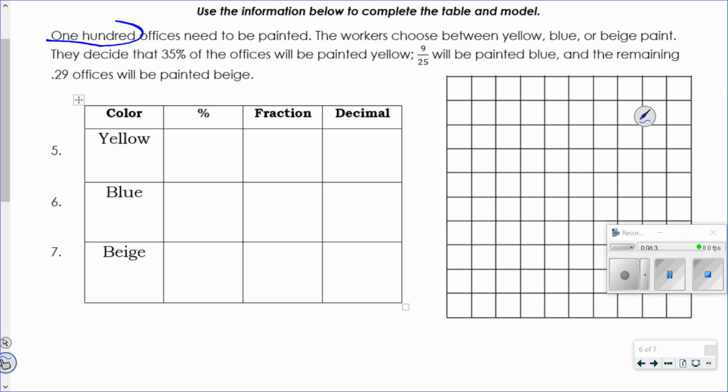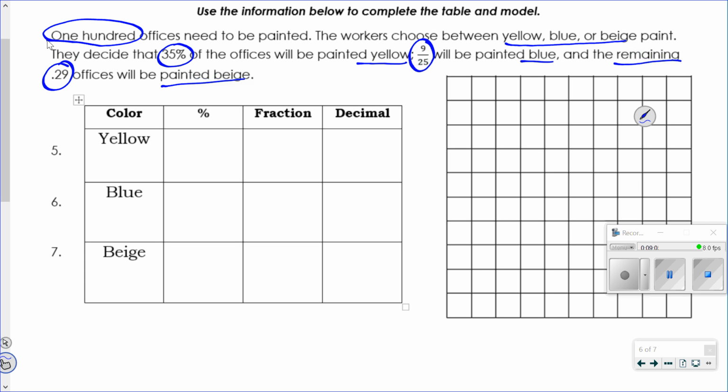100 offices need to be painted. The workers choose between yellow, blue, or beige paint. They decide 35% of the offices will be painted yellow, 9/25 will be painted blue, and the remaining 0.29 will be painted beige. So they gave us 3 different sections to look at. I'll be honest, because they didn't give us all percents, I would hold off on drawing your picture. Okay? Put down the given information on your chart first.